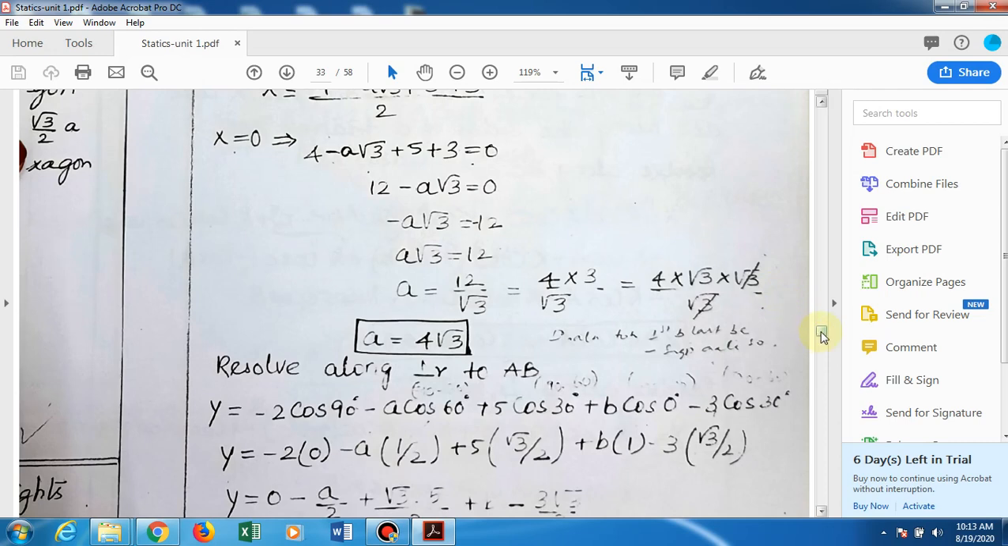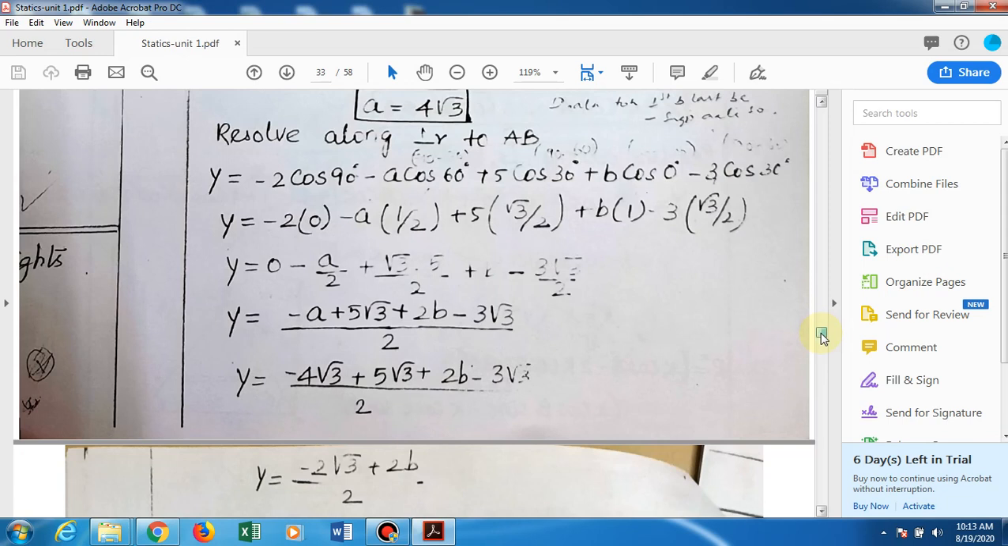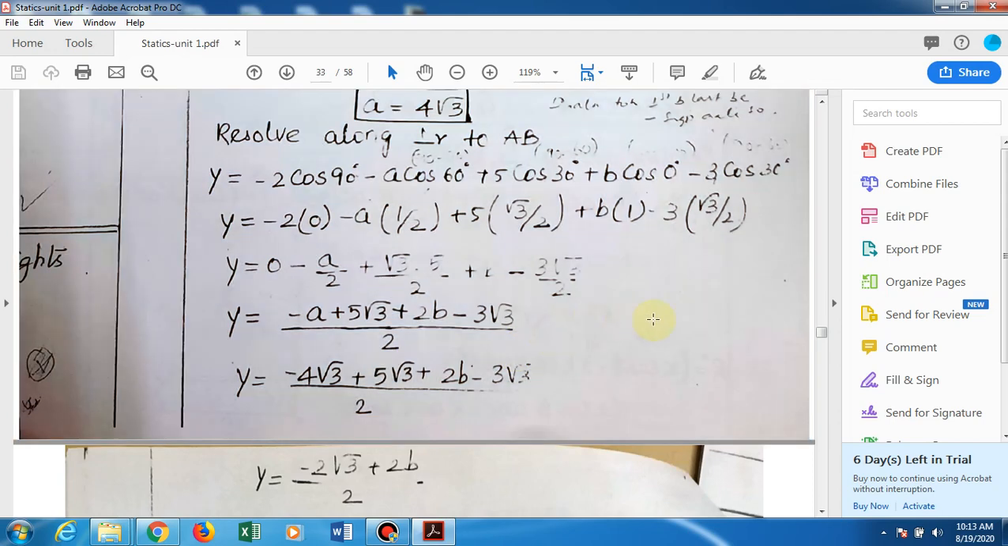Okay girls, you understand? Next, resolve along perpendicular to AB. Here there is no change in your sign, because the arrow mark is downward, so minus A cos 60. You see the diagram and mark those values, and find y as before, the way you found x, and you will get the value for B.